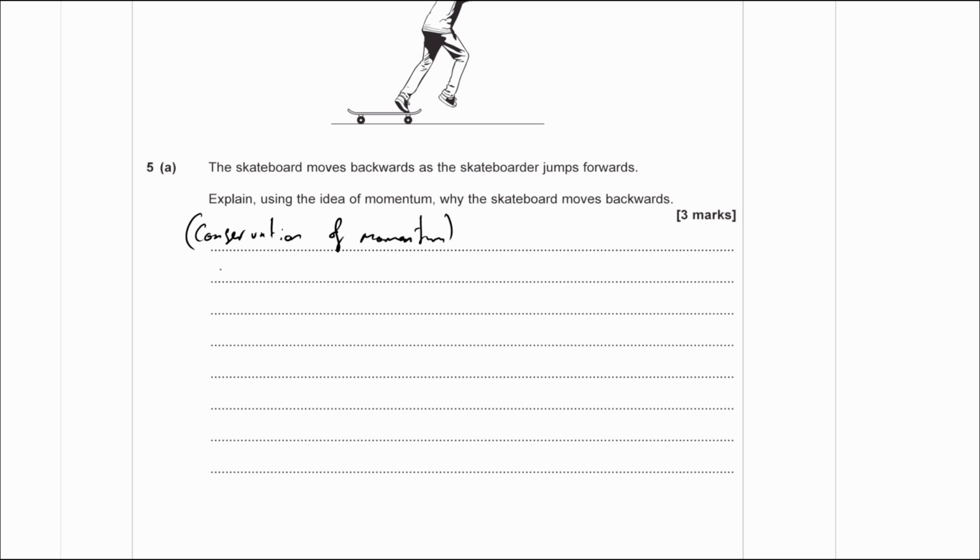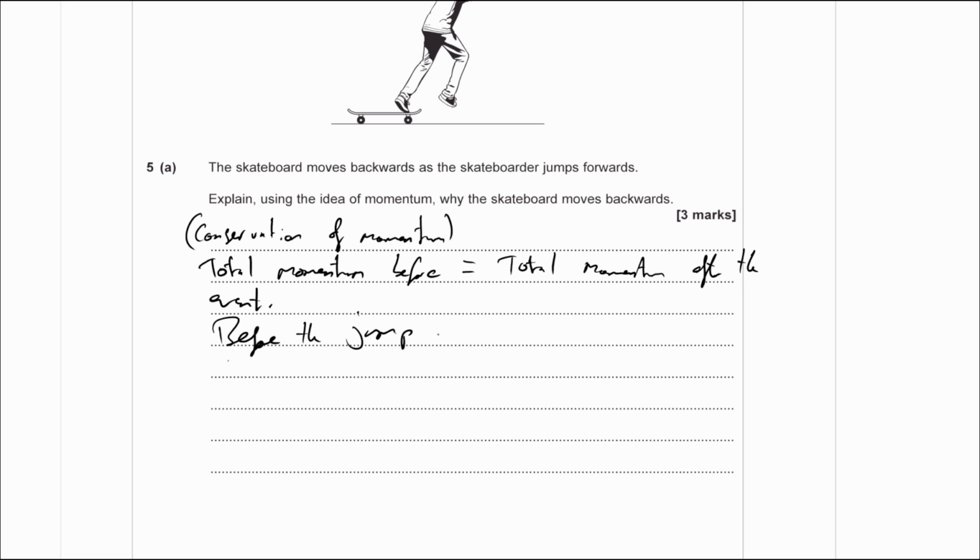So what I'm going to say is that the total momentum before is equal to total momentum after the event. Alright, so that is just basically the conservation of momentum. Before the jump, as I say, the momentum is 0. Okay, so I didn't write total there, so I'll put in brackets there, total. The total momentum before the jump is 0.